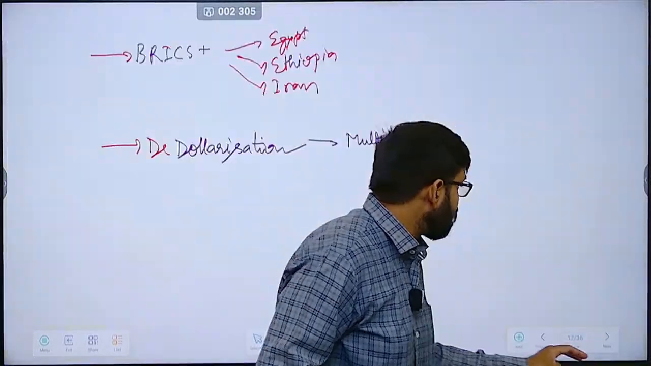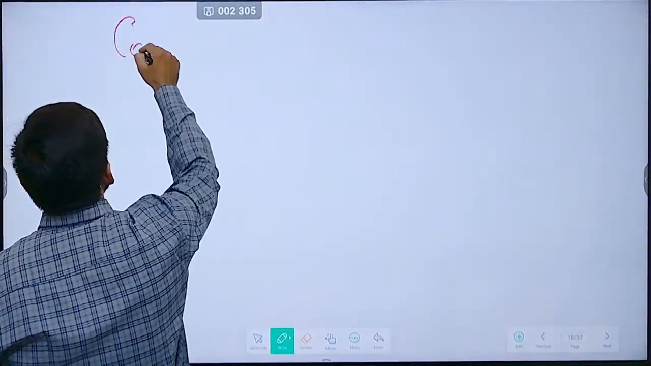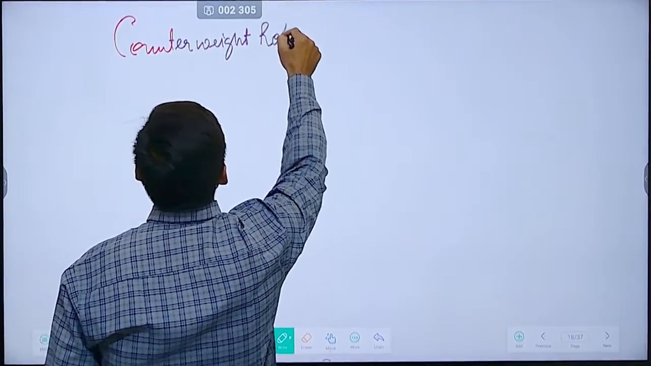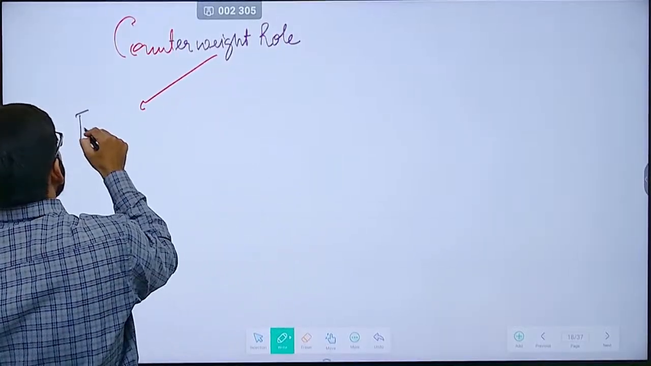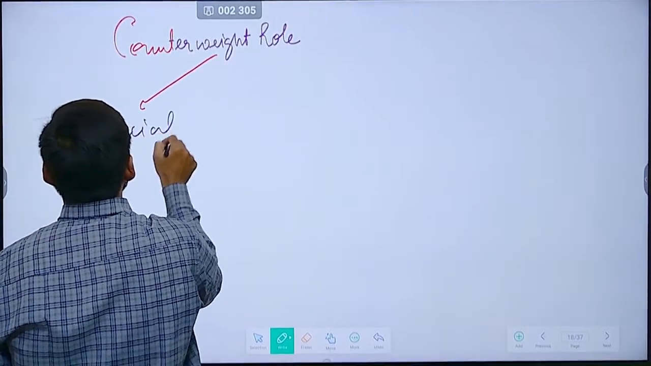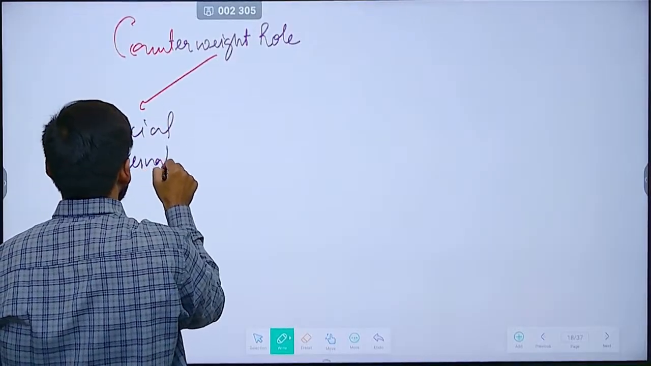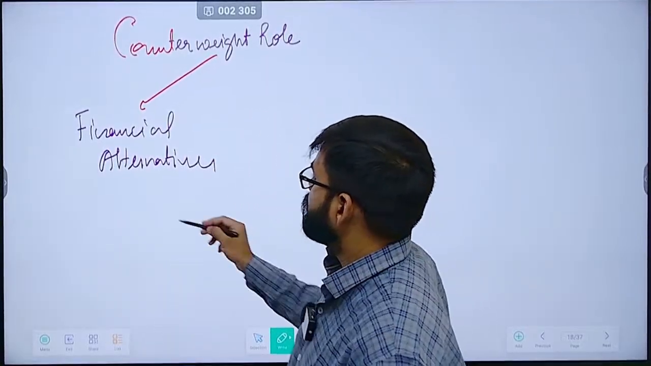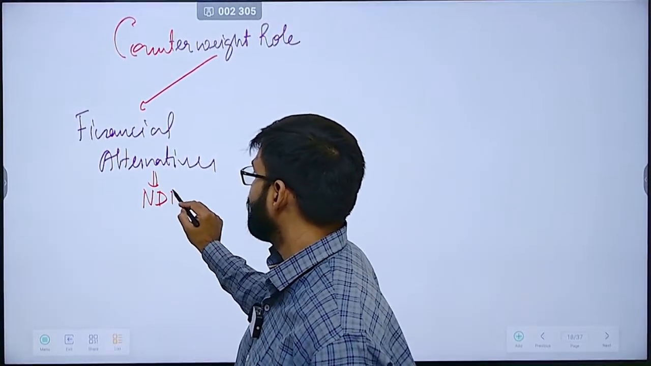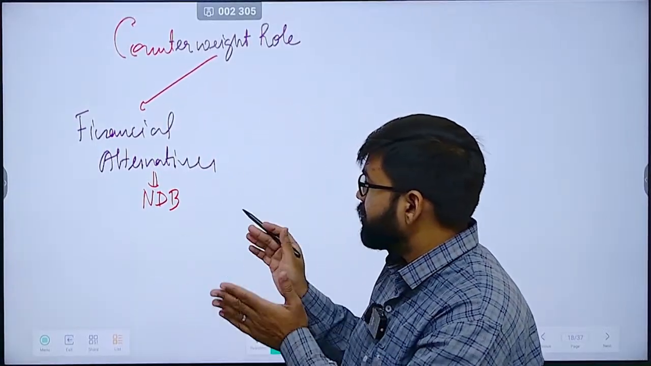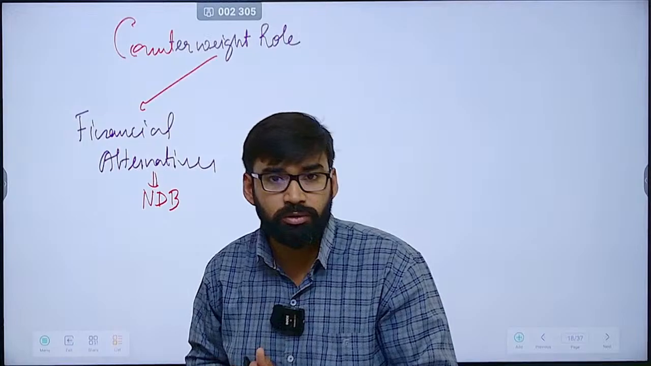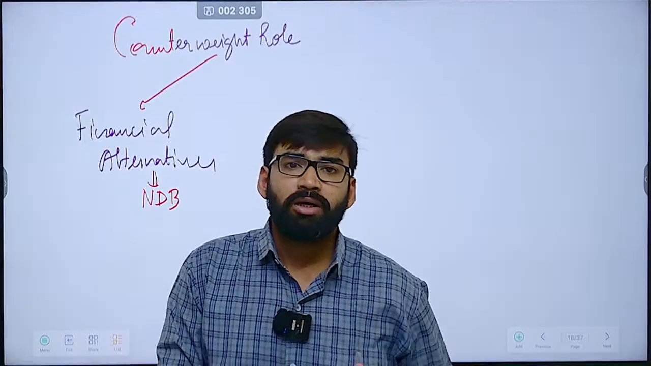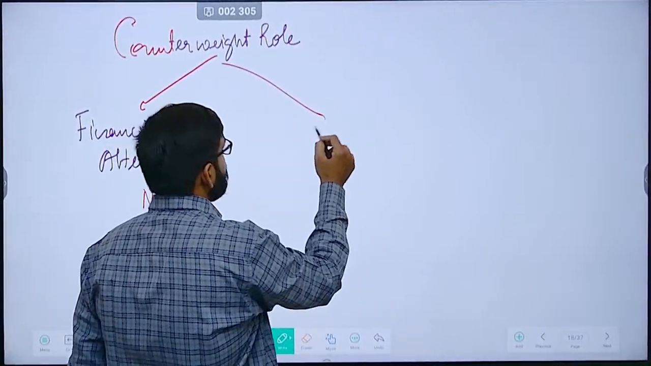So what will you write with respect to the counterweight role? Counterweight role, like financial alternatives. You can mention the financial alternatives, like the BRICS bank, NDB, New Development Bank. So there is a financial development alternative with respect to the Bretton Woods institutions. Then the second important thing, you can mention the trade and economic sovereignty also, which is related to de-dollarization.